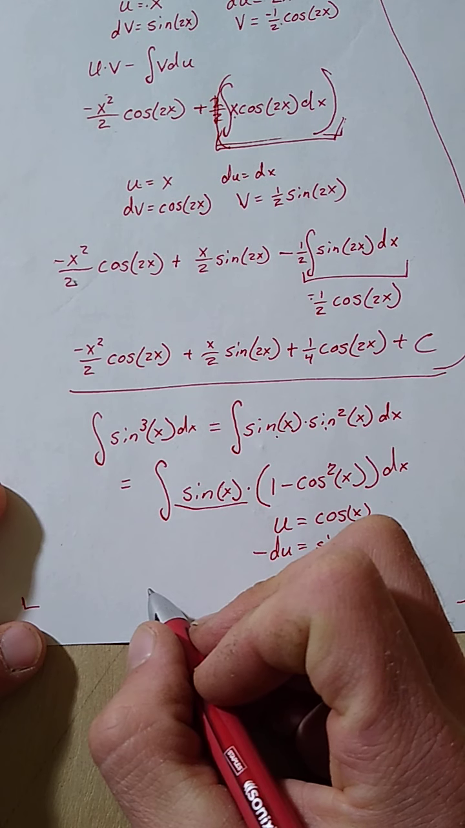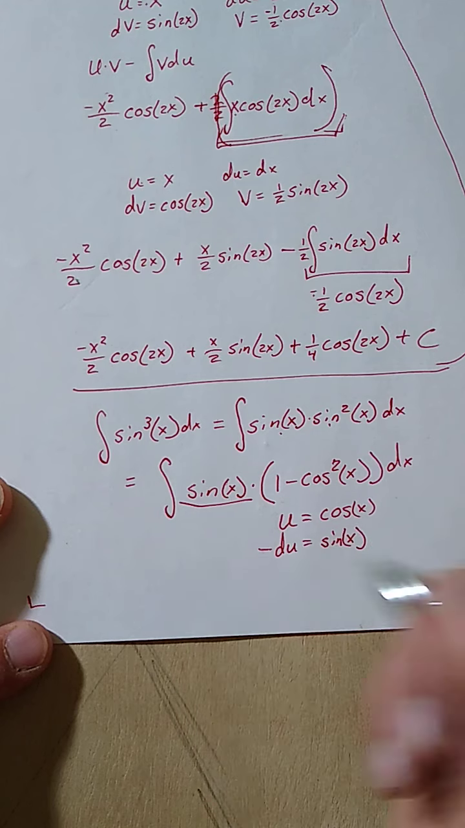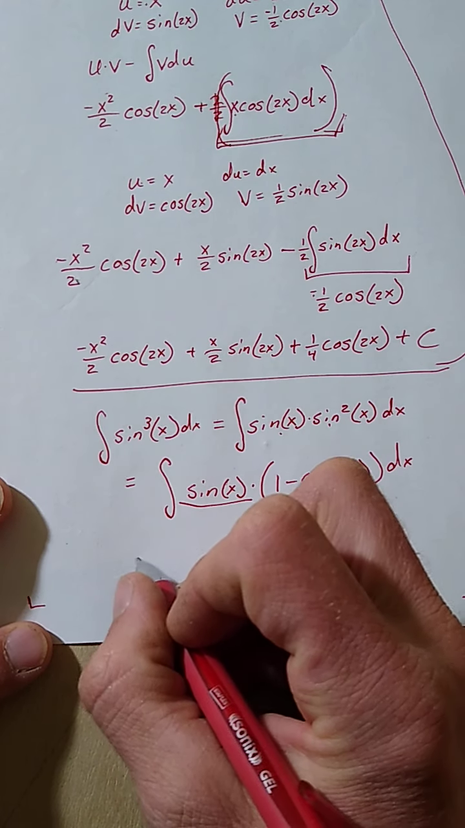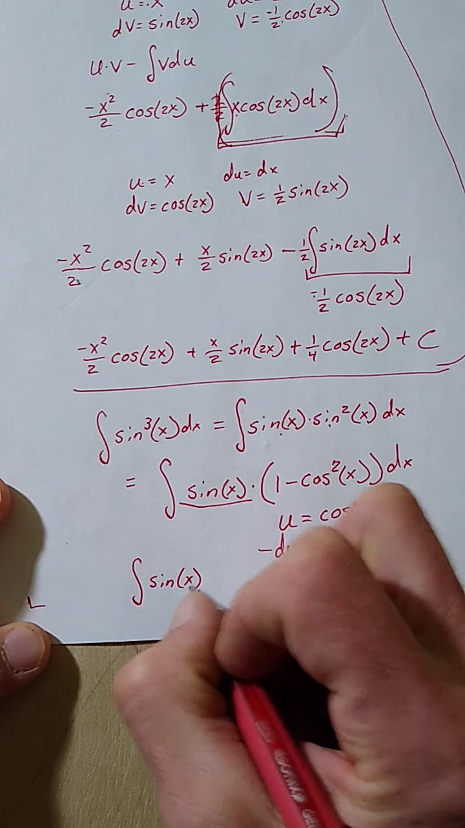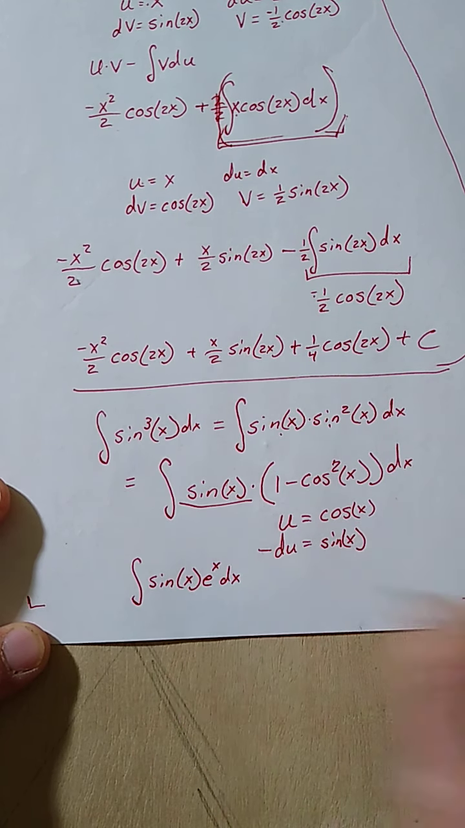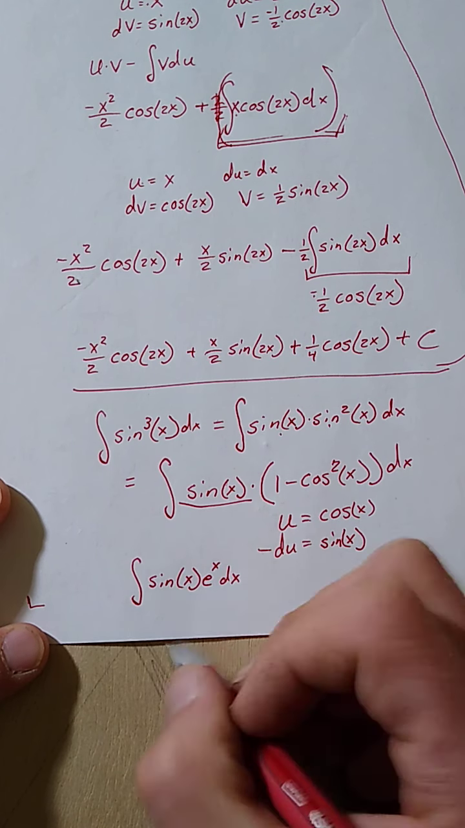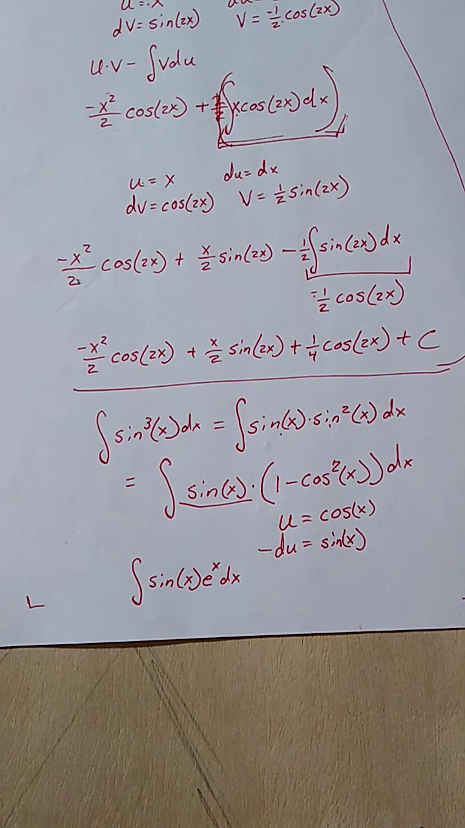Sometimes it doesn't matter, and don't forget sometimes we have to go around the thing twice, so some of this is just trial and error. But if we have the integral of, say, sine of x e to the x dx, in this particular case it won't end up mattering which one you choose. You'll have to go around the loop twice and then solve for it. So that can happen.